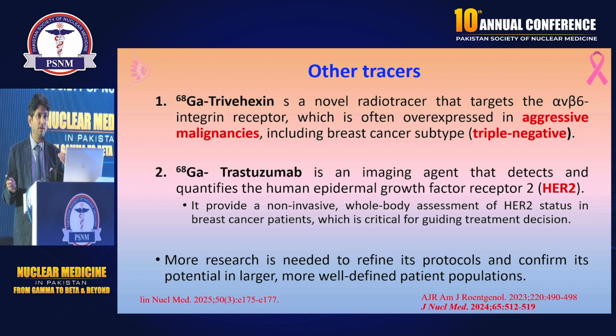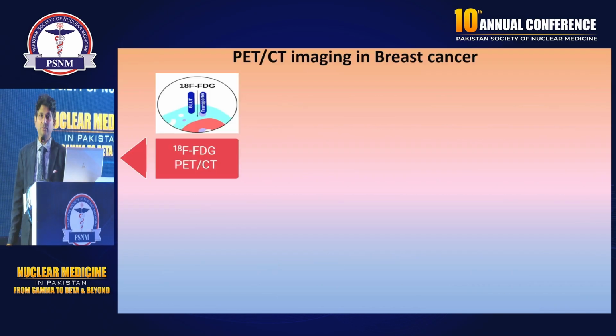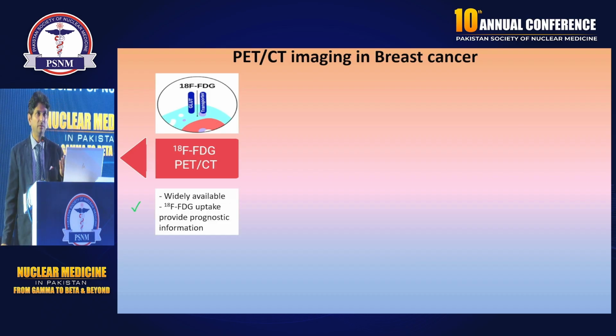So, okay, we have FDG, we have FES, both are approved, FAPI is very promising, and then we have some investigational tracers. So let me just summarize the things with my slides. FDG targets the GLUT receptors. What are the pros of FDG? Widely available, very good in initial staging and restaging of breast cancer, and it provides prognostic information.